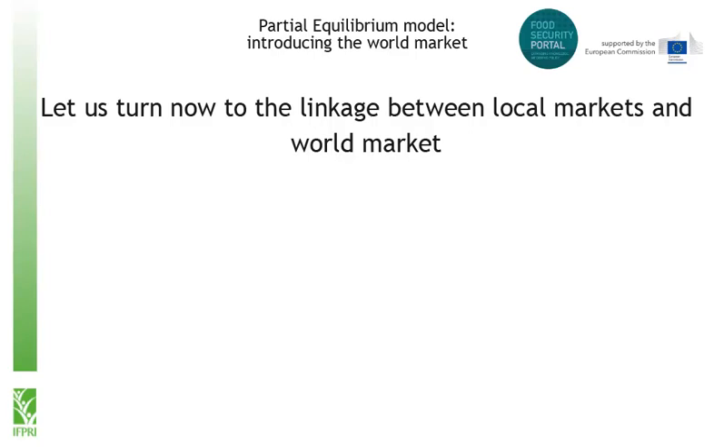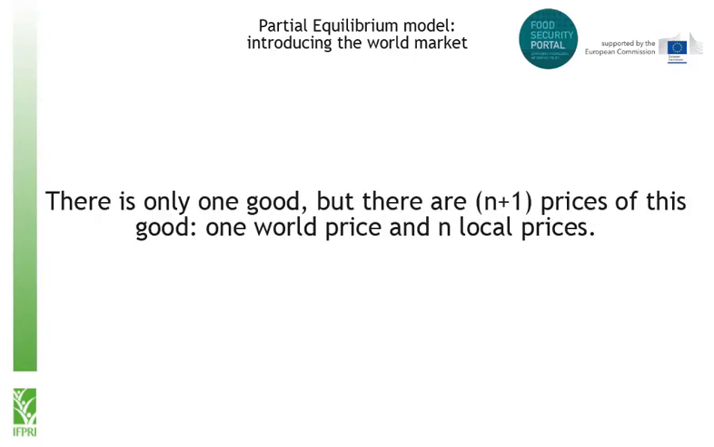So let's present right now the way we model the linkage between local markets and the world market. We start with a remark. There is only one good in this model, but there are n plus 1 prices of this good. So here, for example, we will consider an example with 14 regions, and so it means that we have 15 prices, the world price, and of course n local prices corresponding to each region or country.